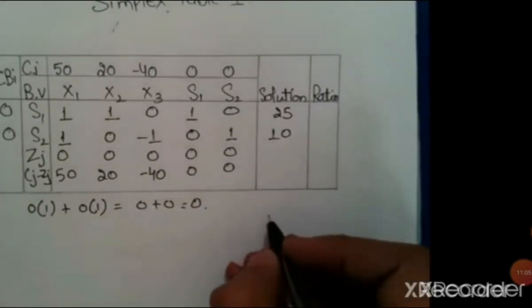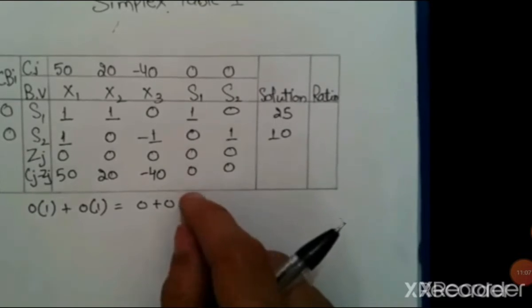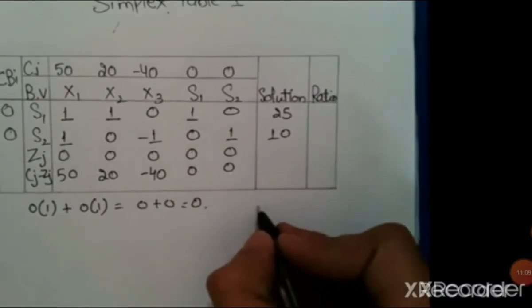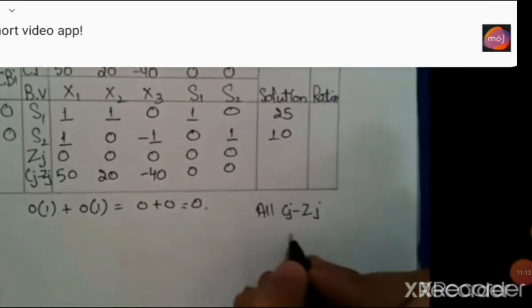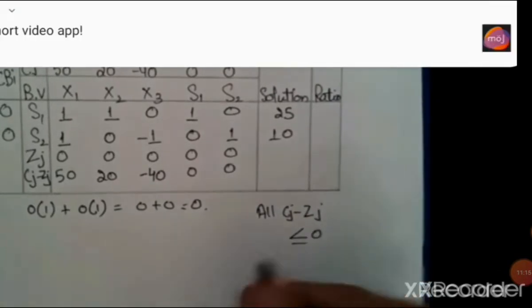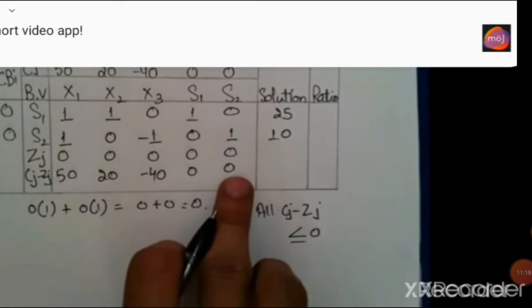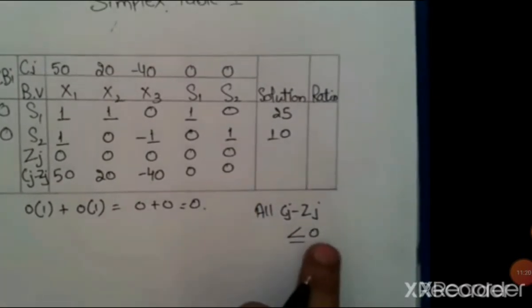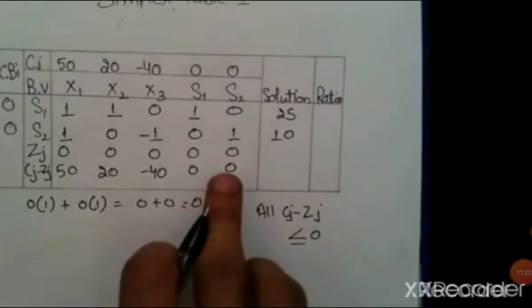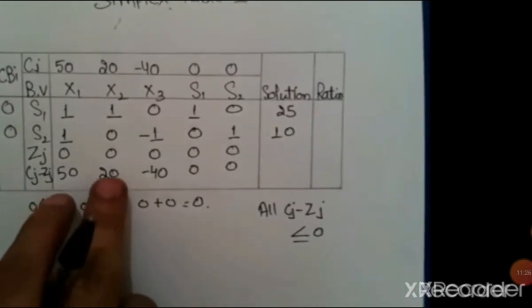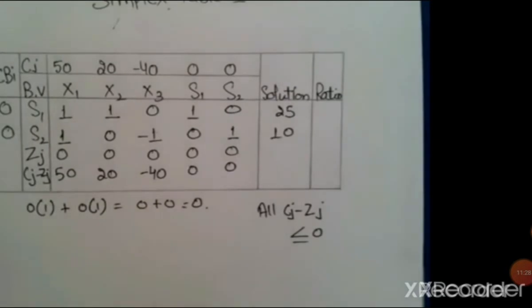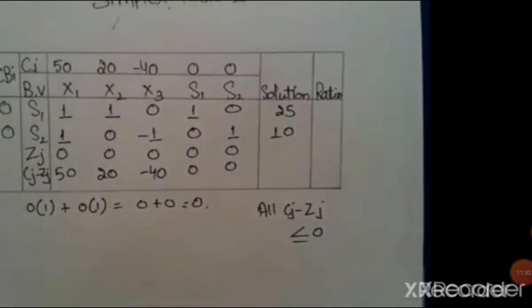So it is a maximized equation, so all Cj minus Zj should be less than or equal to 0, means either it should be minus or 0. But you can see there 50 and 20 positive values are there. So select the maximum positive value as the key column, and that variable as the entering variable.